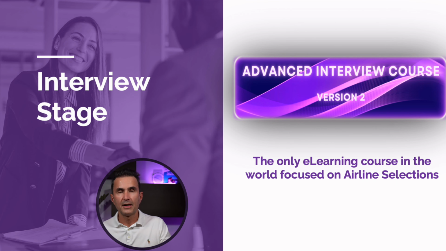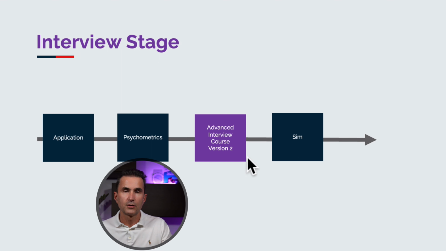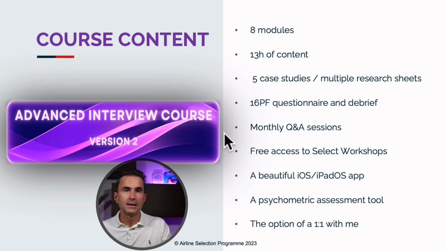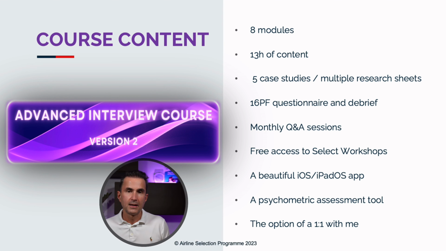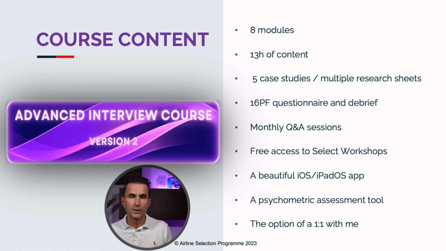At the interview stage, we've got Advanced Interview Course version 2, which of course you know is the only e-learning course in the world focused on airline selections. So it's here in the chain. This course is in version 2 now, so it's got a lot more detail. 13 hours of content. I've got 5 case studies: Air France, British Airways, EasyJet, a low-cost Irish airline, and Wizz Air. We've done it this way because once you understand these 5 airlines, you can understand them all pretty much.